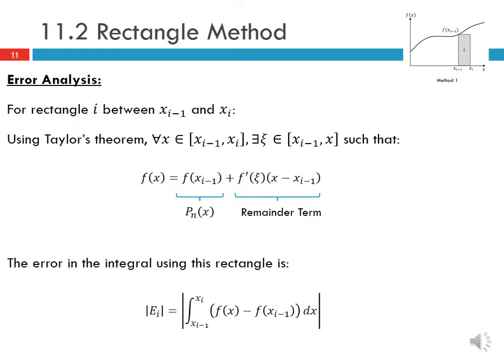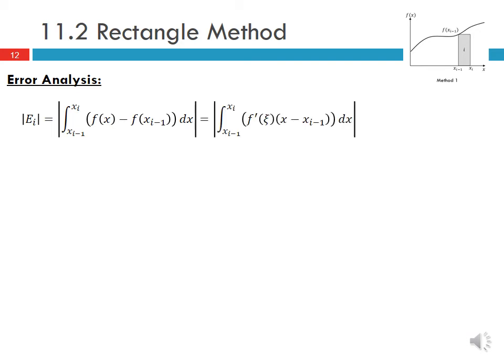So the error in the integral using this rectangle is shown here. The absolute value of E_i, just for the one rectangle, is the integral from x_{i-1} to x_i of f(x) minus f(x_{i-1}). So it's the integral of the function minus our approximation. This is just rewriting that, and from the expression on the previous slide, if we rearrange that equation, this part we can replace with f'(c) times (x minus x_{i-1}). And then we can do this integration to get the expression shown here.